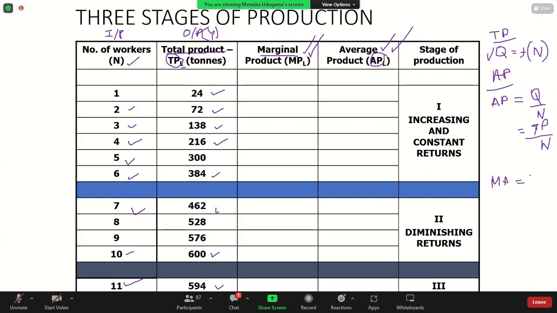It's the change in total product to a change in N. Right, so if you are familiar with basic mathematics, you would have heard of differentiation. If you're actually calculating this in an actual study, we differentiate this function to find the marginal product. But don't worry about that. What we're trying to say is, how do we calculate this? The change in total product to a change in the number of workers.